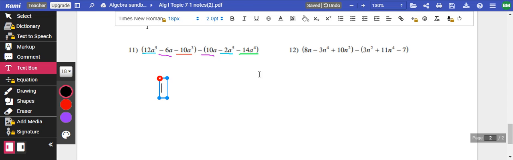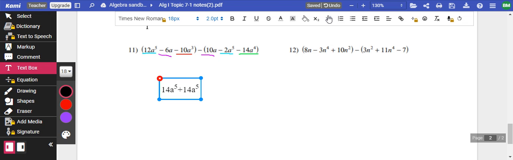So I'm going to do the biggest, that's 12a to the 5th. 12a to the 5th minus a negative 2a to the 5th becomes 14a to the 5th. And again, distributing that negative might make it easier for you. That's fine. Next comes a to the 4th. Negative 14a to the 4th doesn't go anywhere, but remember it has a negative in front of it. So it becomes positive 14a to the 4th.